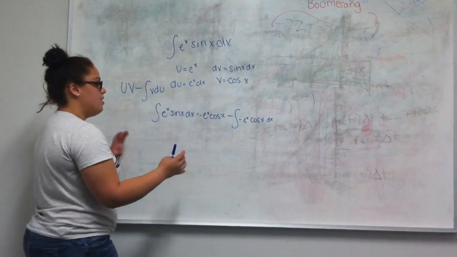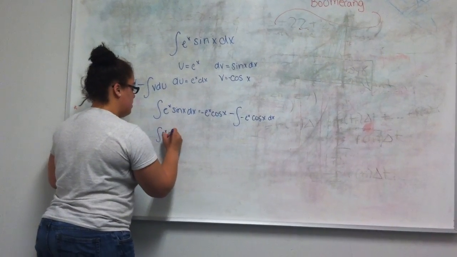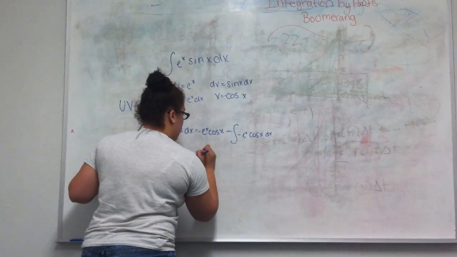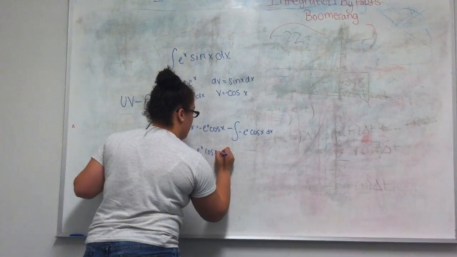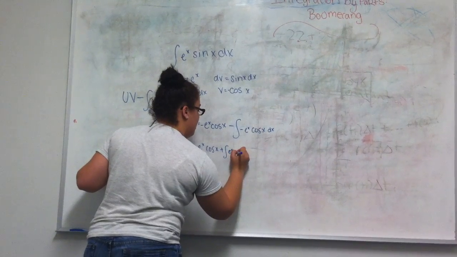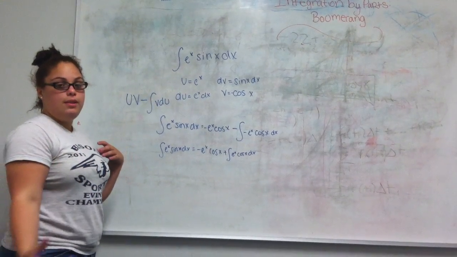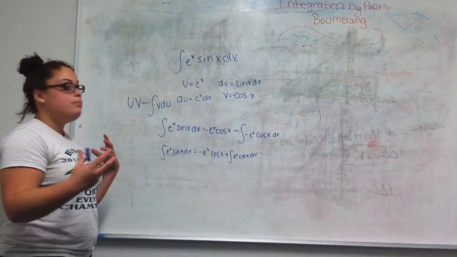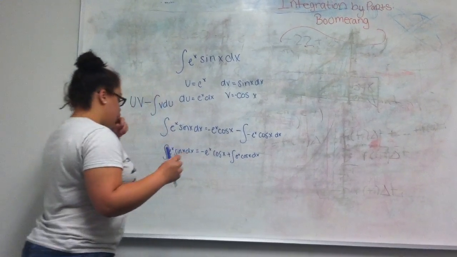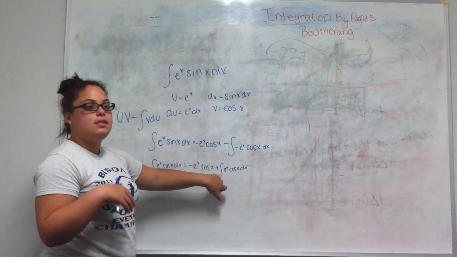In order to simplify this, we can combine the negative signs and we get the integral of e to the x sine of x dx is equal to negative e to the x cosine of x plus the integral of e to the x cosine of x dx. Here's where we begin to see where the boomerang starts to make a little more sense, because we still have an integration sign on the right hand side of the product. So we want to figure out a way to make it simpler so we don't have an integration sign in our way.